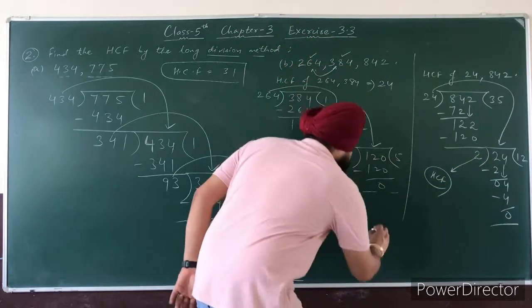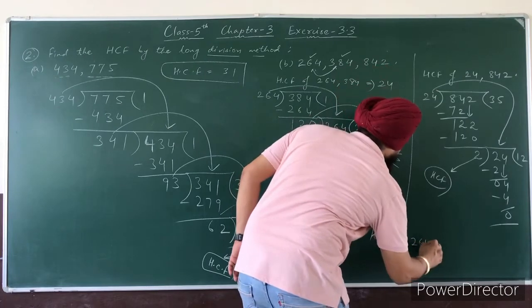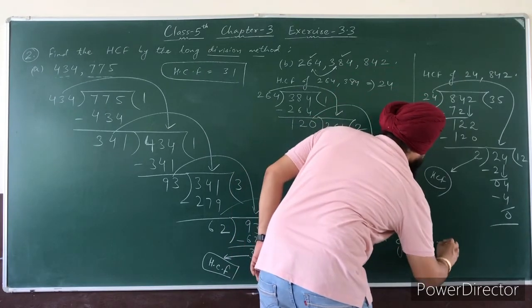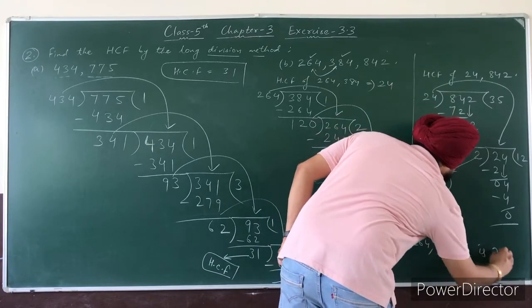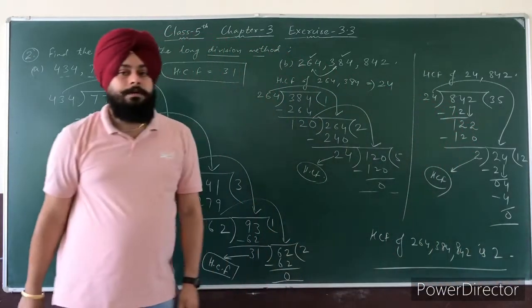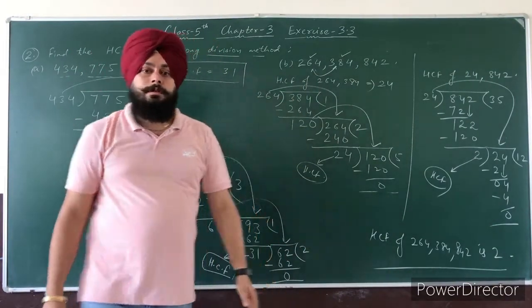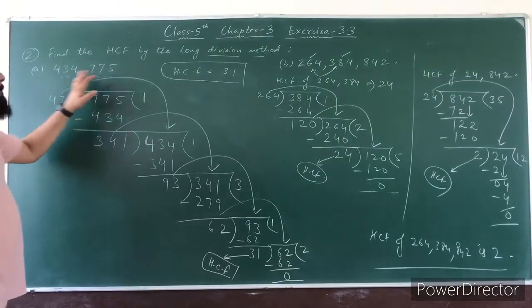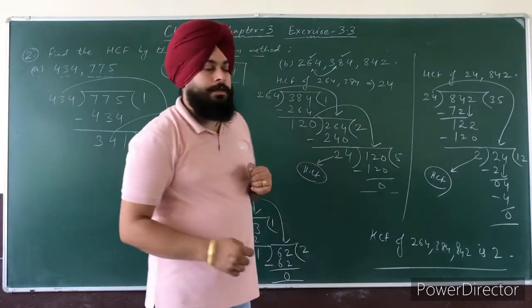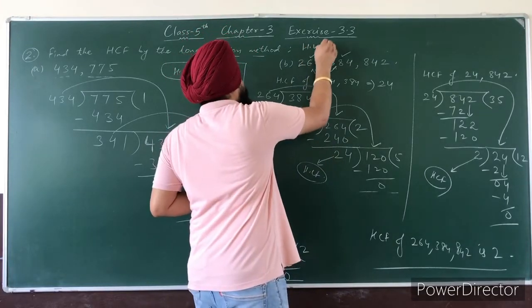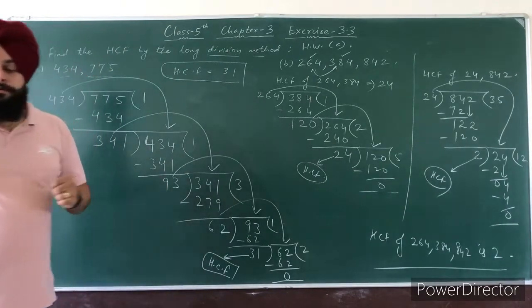Clear? So right here the HCF of 264, second number 384 and the third number 842 is 2. Alright students, so 2 is the highest common factor of these three numbers. Clear? So this is your A and B part of question number 2. Now the C part of this question number 2 is your homework.